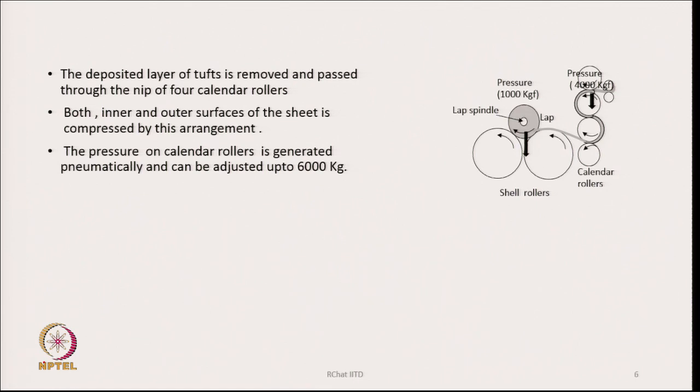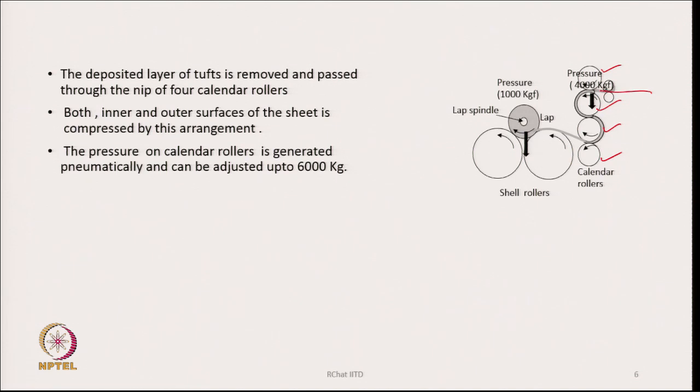Now, this sheet is made to pass or delivered by a pair of rollers, and from there the sheet will be passed in between the nibs of the calendar rollers. So, how many calendar rollers we have? We have 1, 2, 3, 4.